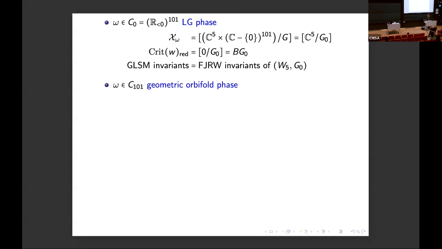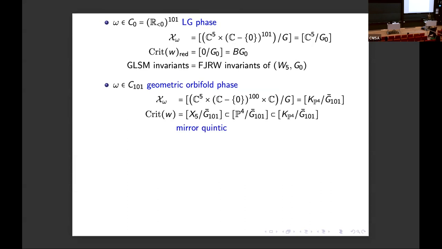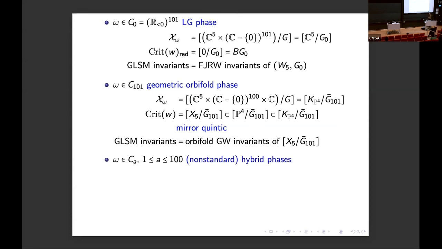Another interesting case is the geometric orbifold case, which is given by a blow up. Then we get the total space of K_P4 quotient by the action of a finite group, which is isomorphic to mu 5 to the third power. The critical locus is the mirror quintic, which sits in this finite quotient of P4. In this phase, the gauged linear sigma model invariants are orbifold Gromov-Witten invariants of this quotient. In earlier days, before orbifold Gromov-Witten invariants were defined, there was a phase where you further resolve, and take some resolution of this quotient.